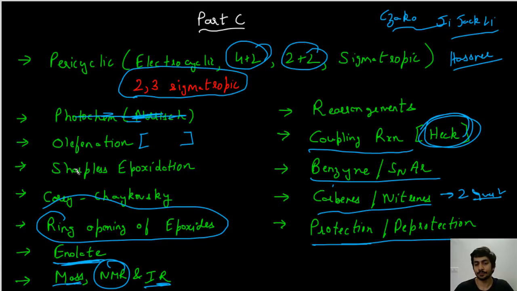For example, if I talk about Sharpless epoxidation, first your olefination might take place. Let's say your Peterson olefination might take place, and in the next step you have been given Sharpless epoxidation, right? So these two will be combined together, olefination reaction and Sharpless epoxidation. Or it might be given first, an alkene will be given to you, Sharpless epoxidation will happen, and then your nucleophile will come and it will lead to ring opening of the epoxide.